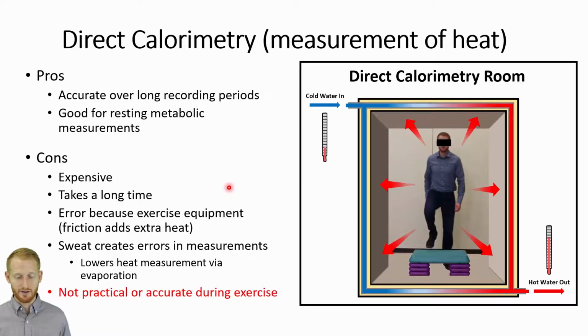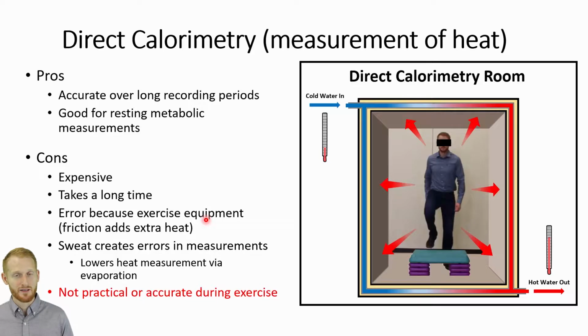another con to direct calorimetry, especially when we're talking about exercise. Here there's an aerobic step, so it's not going to produce a lot of friction. But if this was an exercise bike or a treadmill, the moving parts of those pieces of exercise equipment are going to produce heat from friction. And so that friction energy that's turned into heat is going to be measured the same as the energy that's coming off your body as heat. And so it's going to be difficult to see which is which.